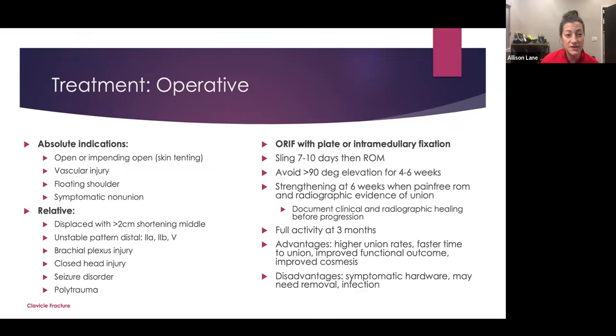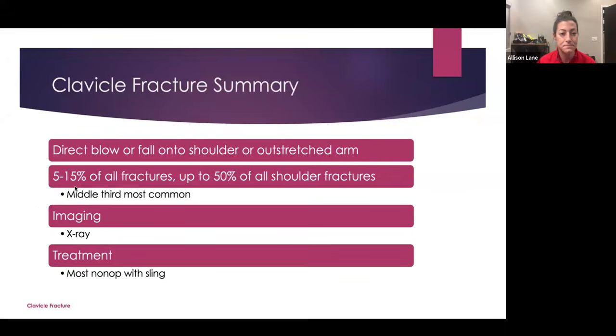The advantages of this are that you obviously get higher union rates. It's going to be faster. They're going to have a good outcome for the most part. But then you also get symptomatic hardware, likely needing removal, and potential infection. So you need to weigh risk and benefit, obviously.